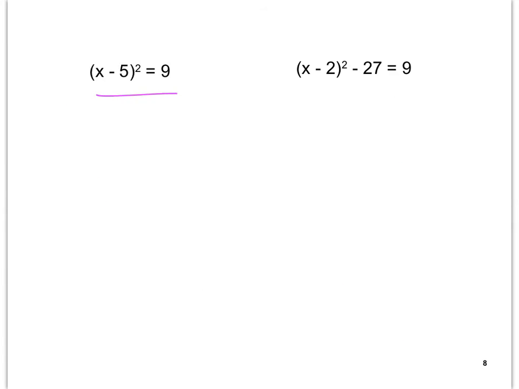Okay, on this guy right here, we got x minus 5 squared is equal to 9. Again, our x minus 5 squared, our squared term, is already by itself. So we're going to quite simply just take the square root of both sides.